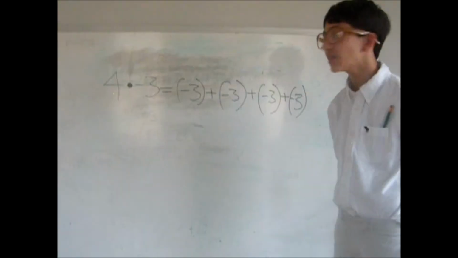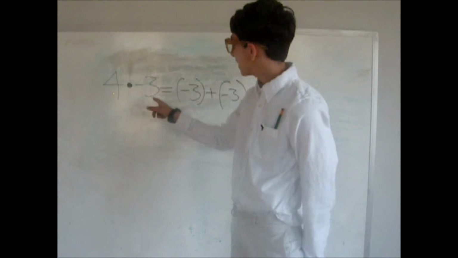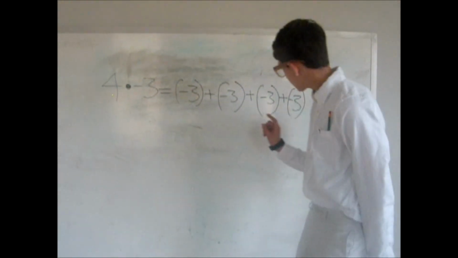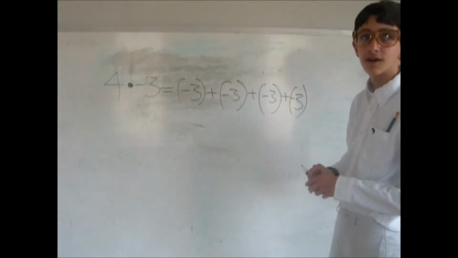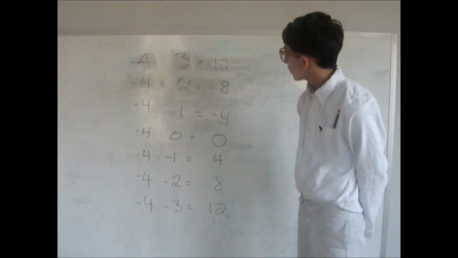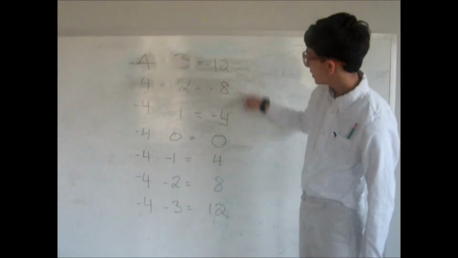But why, you ask? Now think about it like this, kids. 4 times negative 3 is just like saying negative 3 plus negative 3 plus negative 3 plus negative 3, which is negative 12, of course. But wait, how would you multiply two negatives? It makes it easier if you make a chart. See my pattern? Every time the number decreases, you add 4.